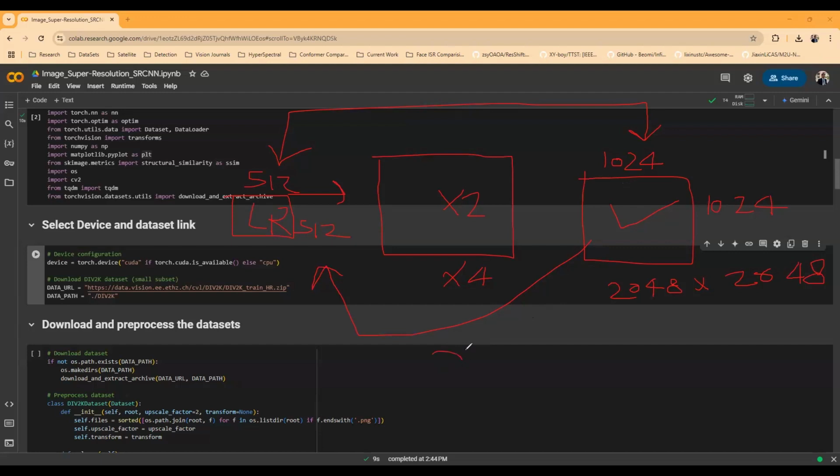So we downsample this dataset with any scaling factor that we would like. Suppose we want to train our model for scaling factor 2, then this 1024 cross 1024 image must be downsampled by half the spatial resolution. If we want to use scaling factor 4, then this 1024 cross 1024 must be downsampled to 256 cross 256 image dimensions.